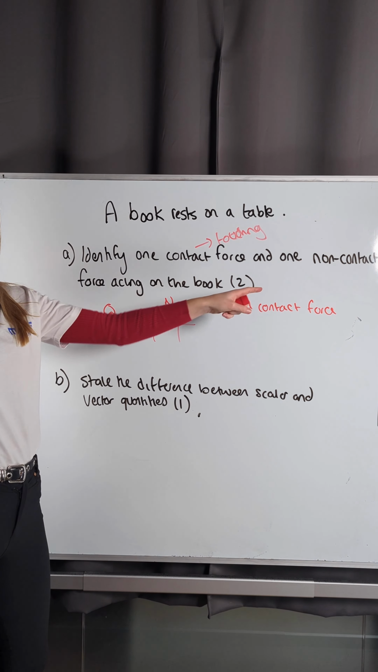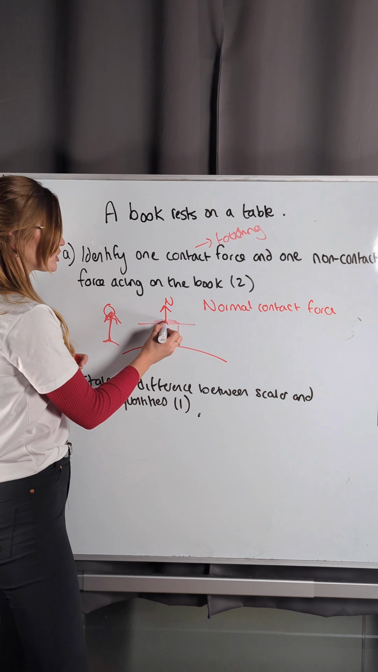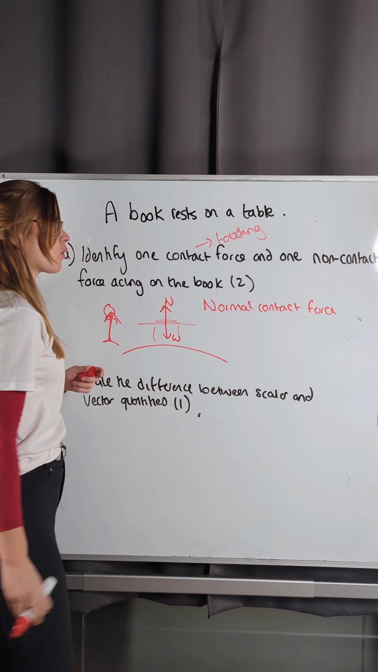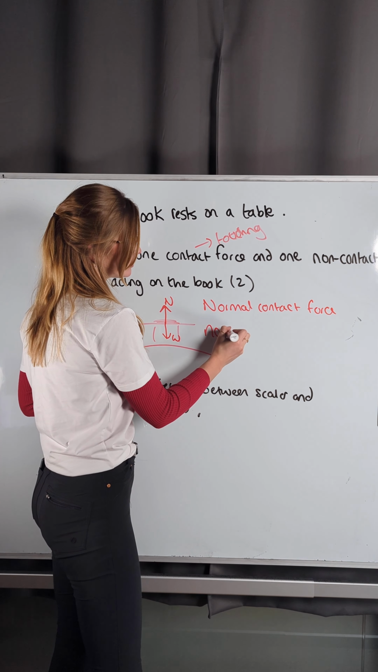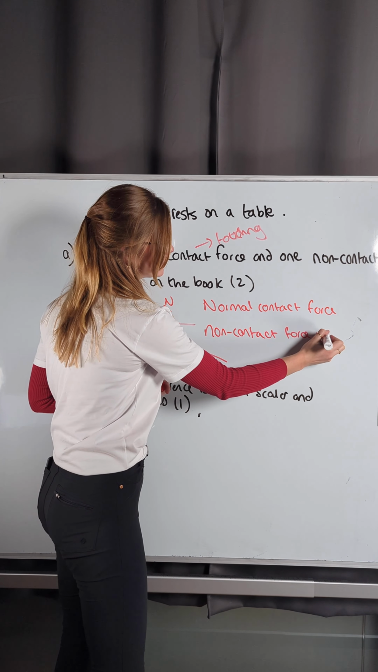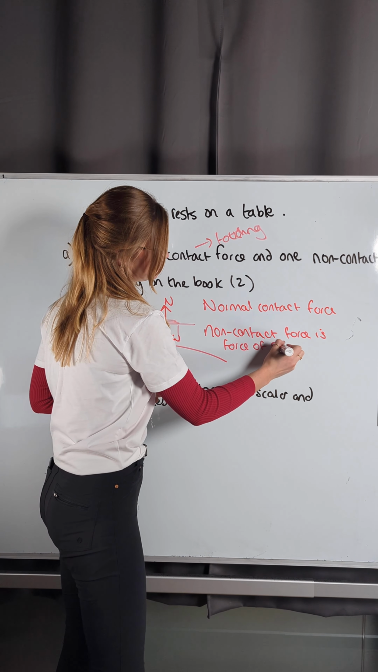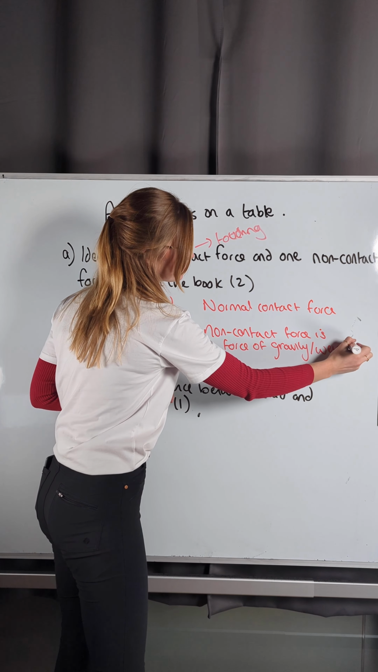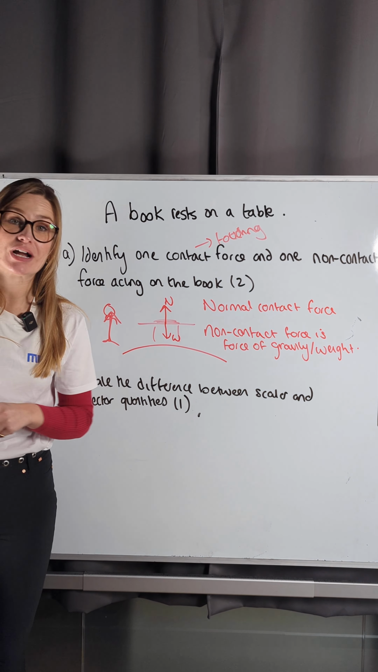And then the non-contact force, thing that's not touching it, is, we know that book's on Earth. So there's going to be a force pulling it down towards the center of the Earth, and that force is known as its weight, or the force of gravity. So the other force, the non-contact force, so we're going to specify which is which. The non-contact force is the force of gravity, or you can call it weight. Either one is fine.